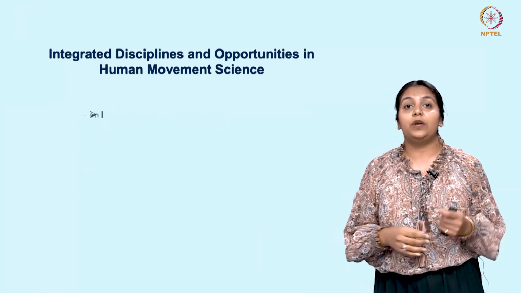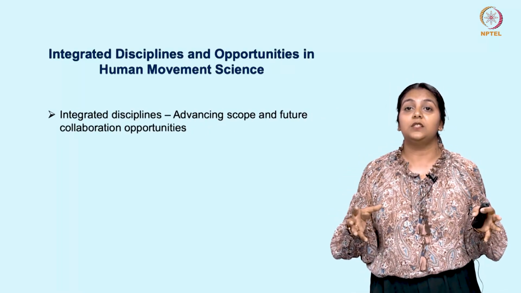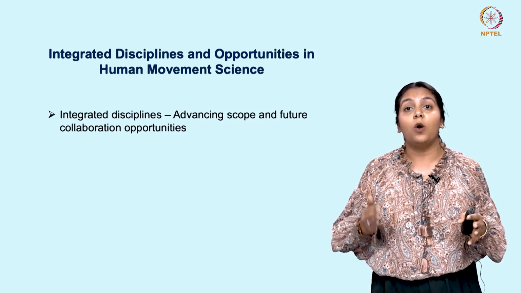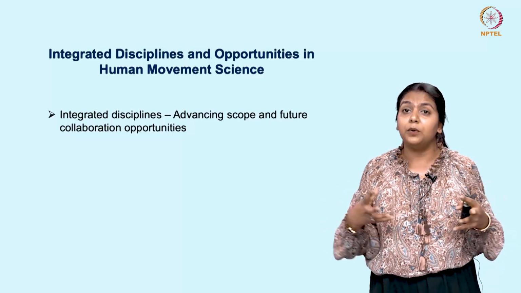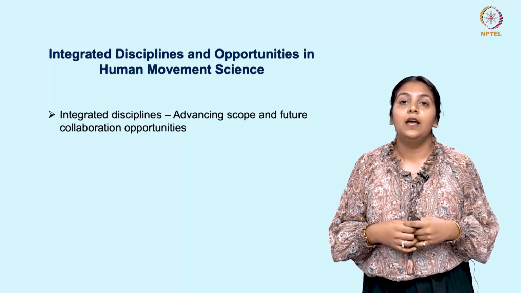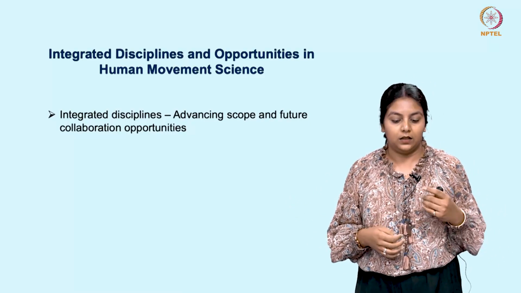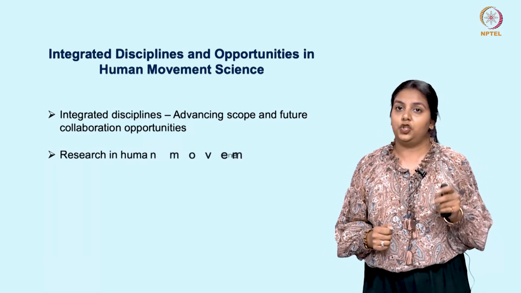Module 8, we'll be looking at integrated disciplines and the opportunities in human movement science. It's extremely important for us to understand which disciplines are complementary, which are supplementary, and how we can come together and collaborate to broaden our scope of understanding and to also advance the current state of knowledge in the literature. That will allow us to then look at research in human movement science.